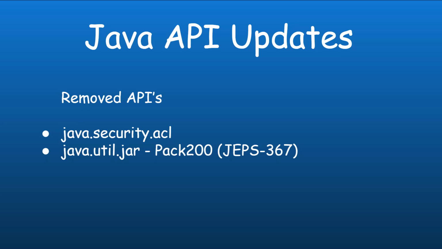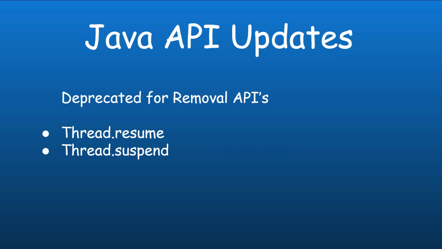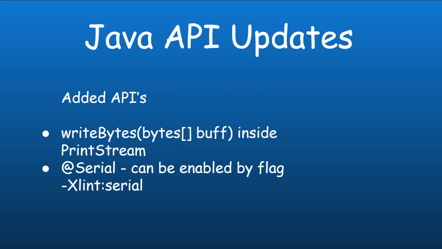Next, we will check the APIs which are deprecated for removal. The first one is Thread.resume and Thread.suspend methods. Both of these were deprecated long back in Java, but in this version, they are deprecated to be removed in the future releases. Now let's check the APIs which are added in this version.